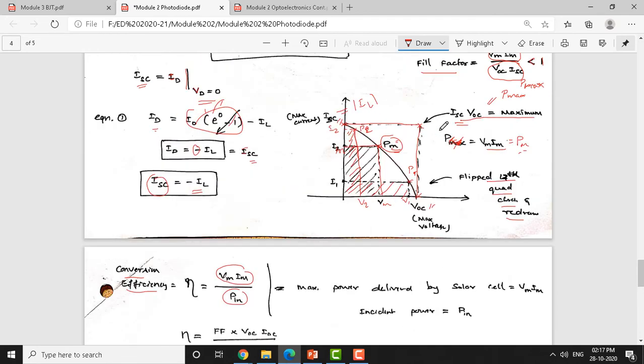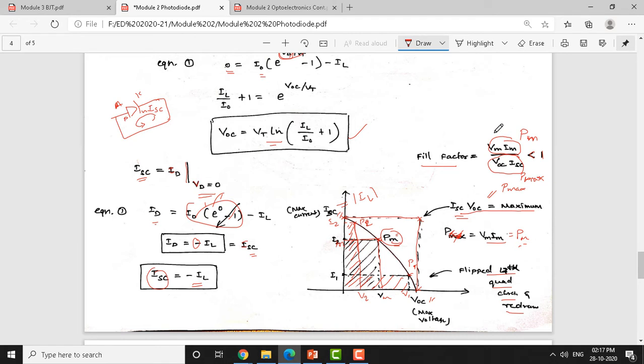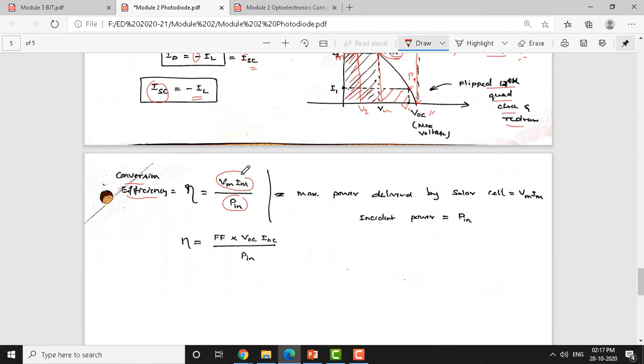From the above relation, you can see fill factor, this Vm Im, can be written as fill factor times VOC into ISC. Okay. So, this relation can be substituted here, fill factor times VOC into ISC, then you get the conversion efficiency formula. P in is nothing but the incident power, which is due to the photons. So, these two relations are very important. Kindly remember these formulas, as they can be used to solve worked examples and exercise problems given in the textbook here.